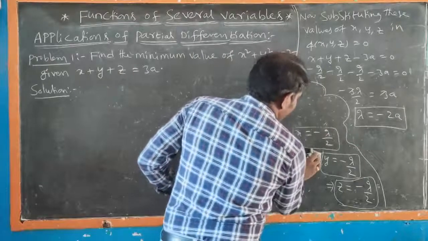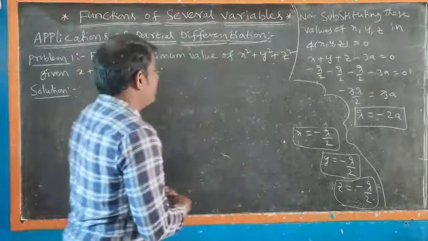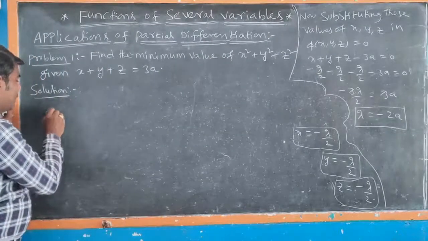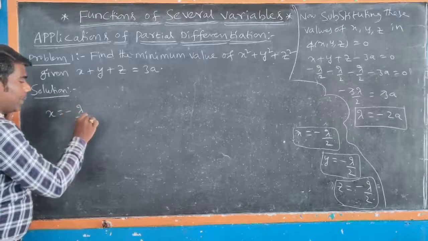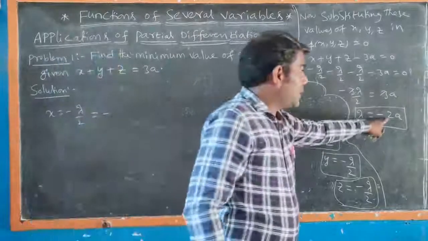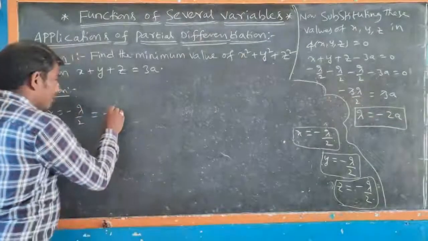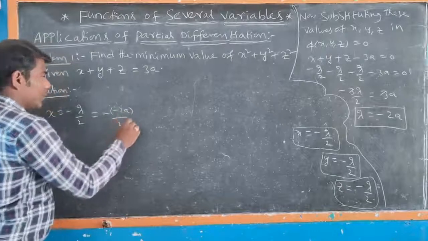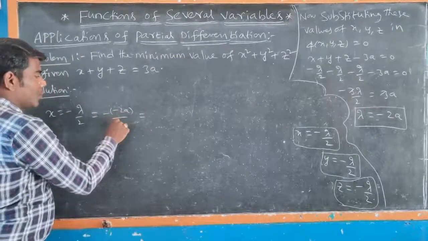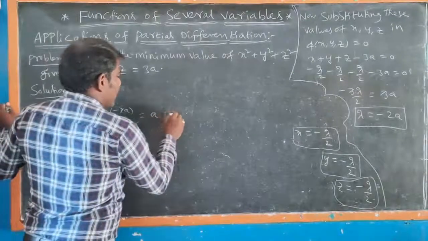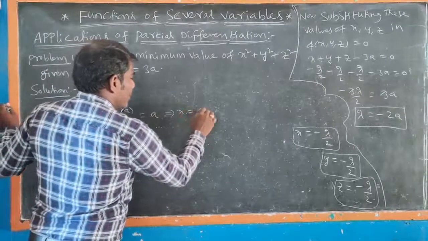Now x is equal to minus lambda by 2. That implies minus, what is lambda? Minus 2a. So minus of minus 2a by 2. So that equal to minus minus plus, 2 cancel, finally a. So x equal to a.